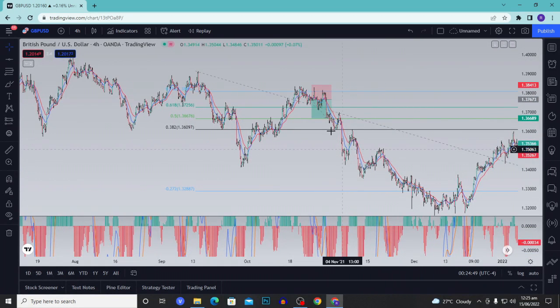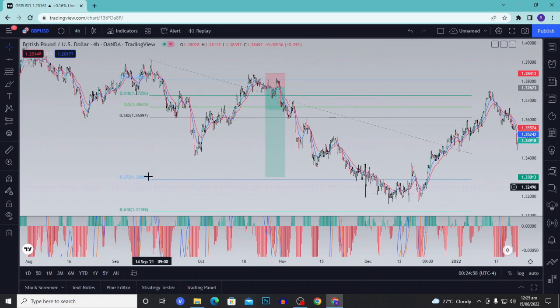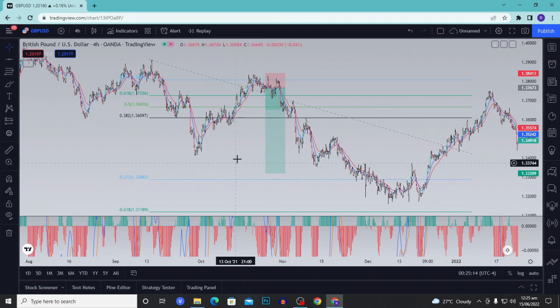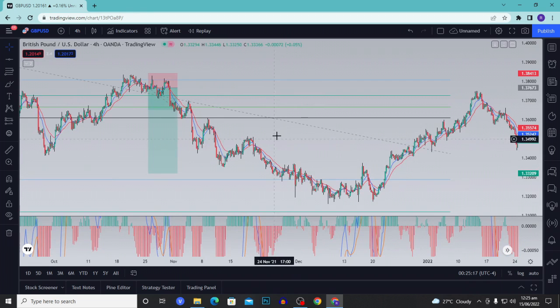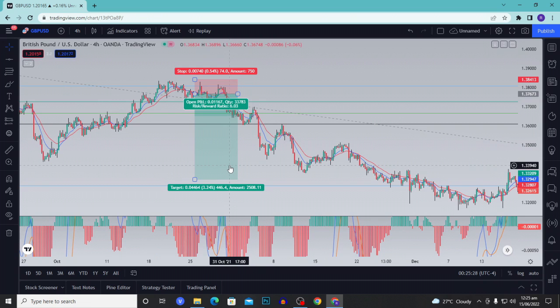and our take profit all the way down to the very first round number before the negative 0.272. And in this case, the very first round number before it is 20. Yeah, so this would be our trade. Going for 446 pips, a 74 pip stop loss, and a 1-to-6 risk to reward ratio.